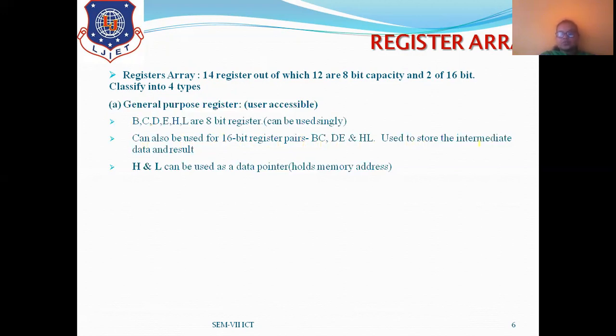Which are used to store the intermediate data and result. Whenever there is a multiplication process, the 8-bit multiplication into 8-bit multiplication, the answer will be 16-bit. So for this, we need this type of register pair. Either it will be BC, DE or HL. So for using 16-bit to store data, we need to use these register pairs.